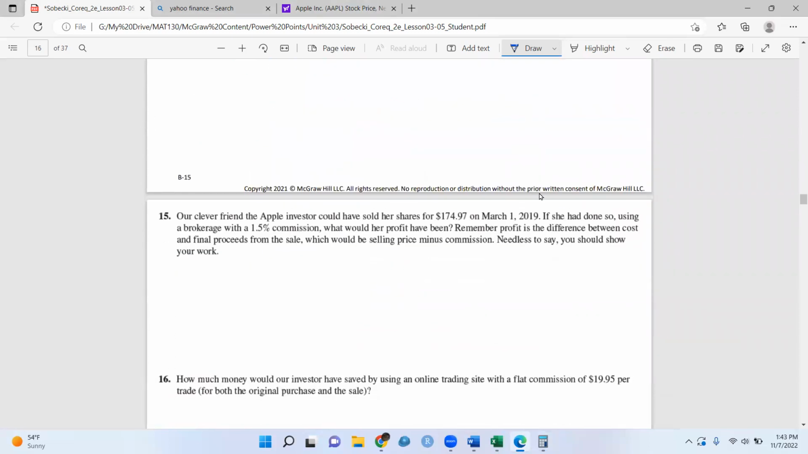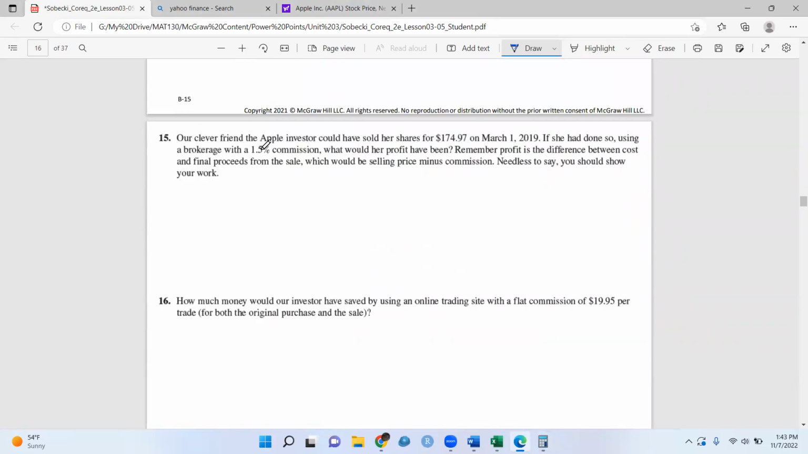So here we come to the profit part. So the clever friend, the Apple investor, could have sold her shares for $174.97 March 1st, 2019. If she had done so using a brokerage with 1.5 commission, what would her profit have been?